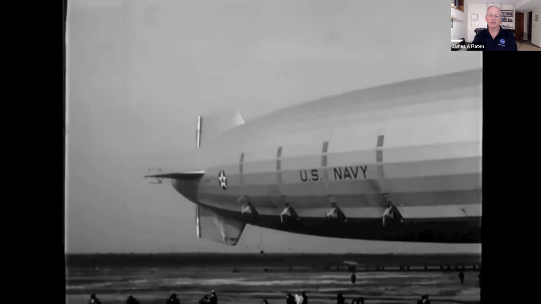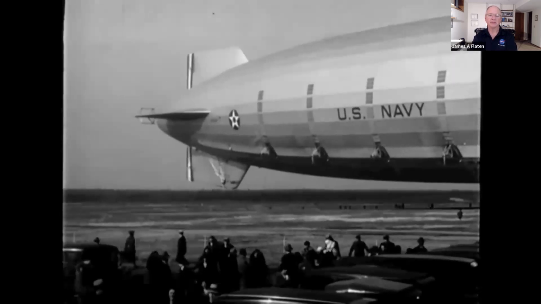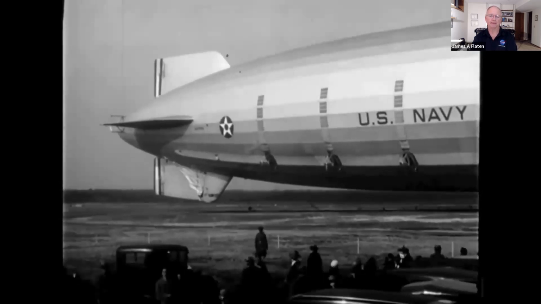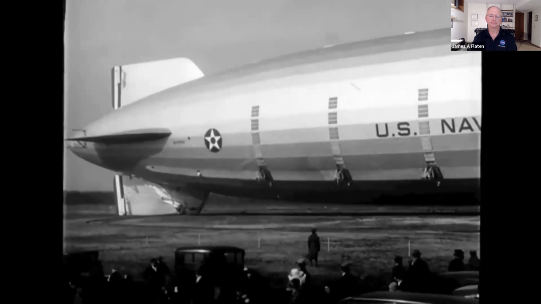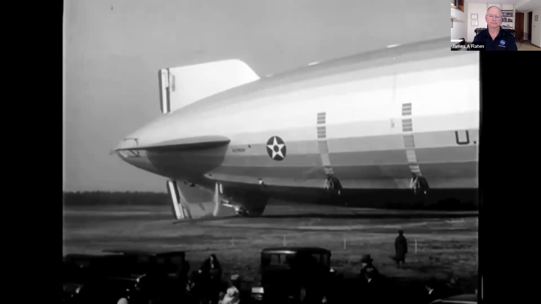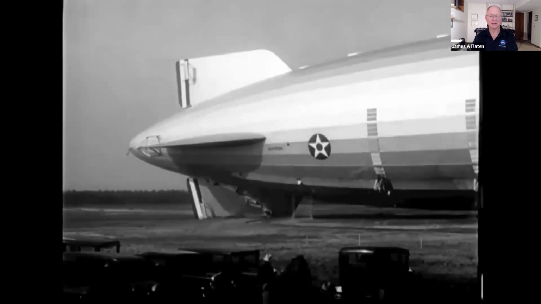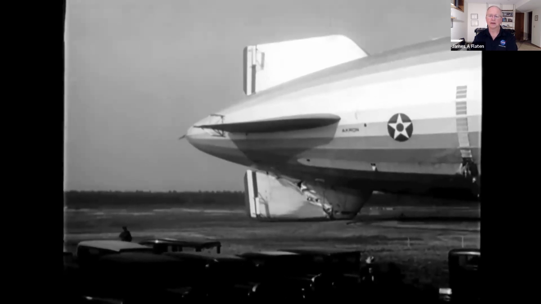So it's swinging around in the wind. It's pivoting. It's moored, but they don't have a lot of control over it, and not a good day. That's water ballast being released. They released it a little bit too late, I say.